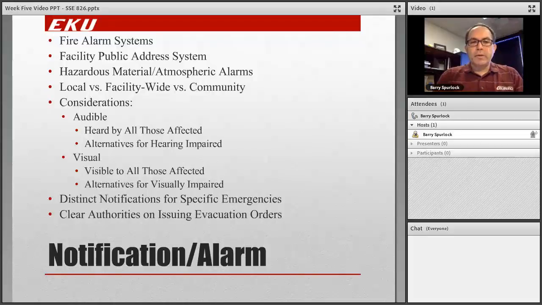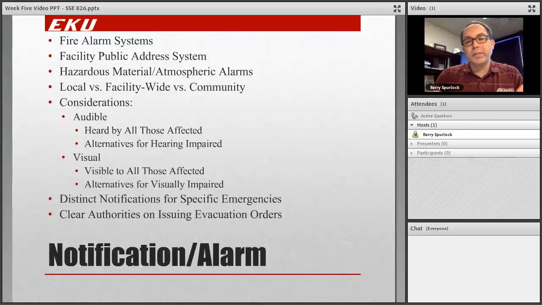Like I said, if you're relying on a visual alarm, you've got to have something that's an alternative for those who might be visually impaired. You need to have distinct notifications for specific emergencies. If you only have one tone, for example, and employees hear it, they might presume that's a fire, I evacuate. But if you're really using it for a tornado, probably evacuation is not the right thing.